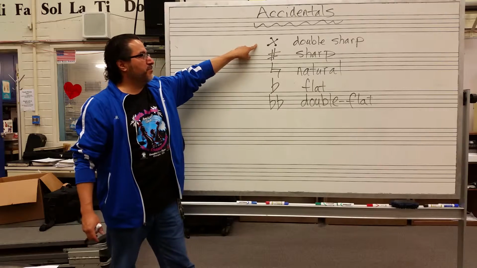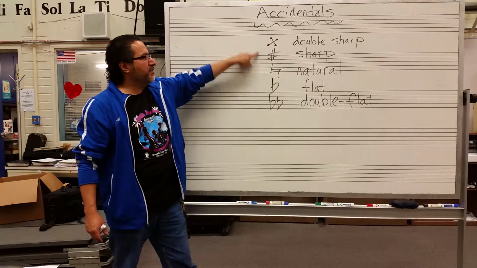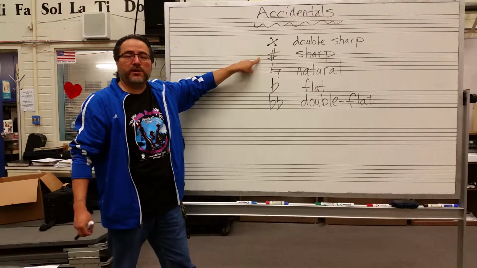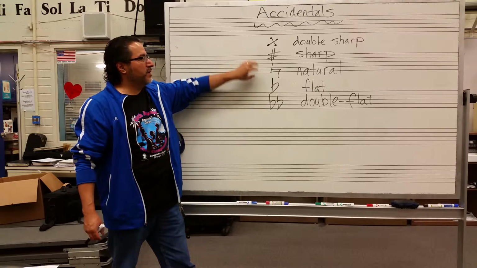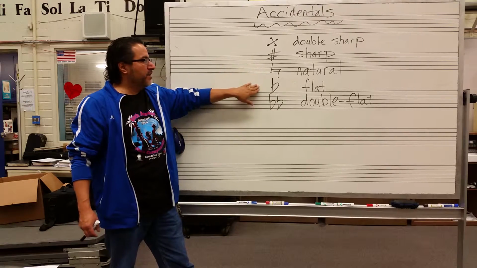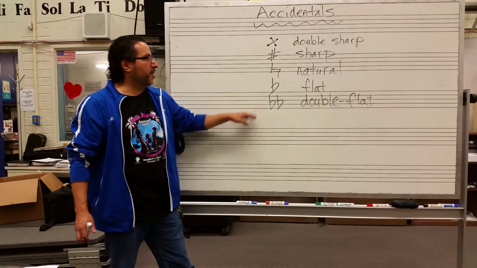The double sharp symbol means you go up 2 half steps from the letter you're on, and the sharp symbol means you go up just 1 half step. The natural sign cancels out one of these other ones and puts it back to just the letter. The flat brings it down a half step, and the double flat brings it down 2 half steps.